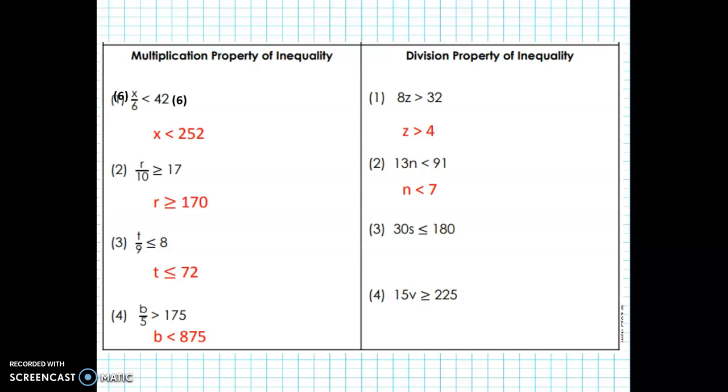30 times s is less than or equal to 180. We're going to divide both sides by 30 and get s is less than or equal to 6. 15 times v is greater than or equal to 225. Divide both sides by 15, and we have v is greater than or equal to 15.